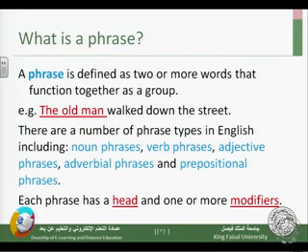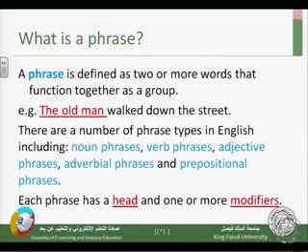In this lecture we'll start with defining a phrase. So a phrase is defined as two or more words that function together as one group. So if you see the example here, the old man walked down the street. The old man is a phrase and it functions as one group. It is the subject in the sentence.